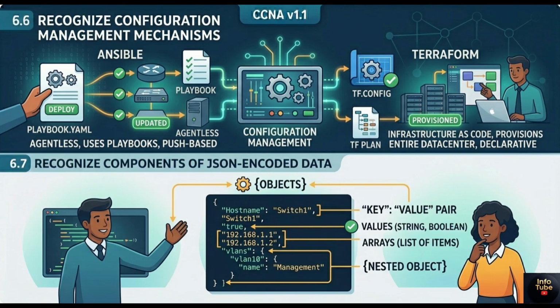6.7. Components of JSON encoded data. JSON is the most popular language for network automation because it is easy for humans to read and easy for computers to process. Objects. These are surrounded by curly braces. They contain a collection of data. Key and value pairs. This is how data is written. For example, the key might be hostname and the value would be router1. Arrays. These are surrounded by square brackets. They are used to hold a list of items, such as a list of IP addresses or a list of interface names.